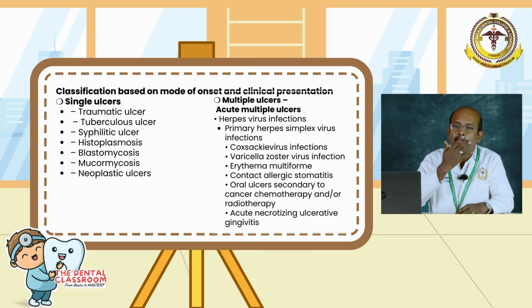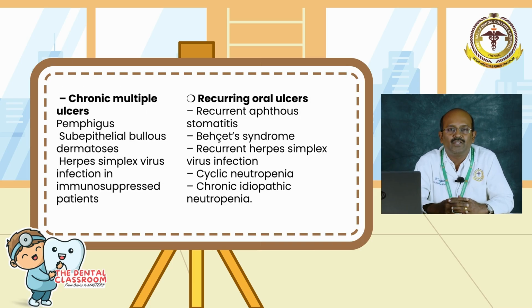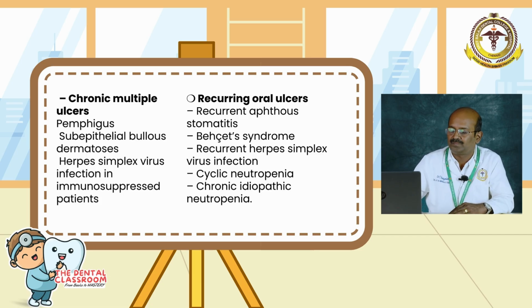Next we will move on to multiple ulcers of chronic duration, like your pemphigus, pemphigoid, and epithelial bullous dermatosis. Next are recurrent ulcers, chronic recurrent ulcers. We get to see recurrent aphthous stomatitis, Behçet syndrome, recurrent herpes simplex virus, cyclic neutropenia, and chronic idiopathic neutropenia. This comes under recurrent oral ulcers.